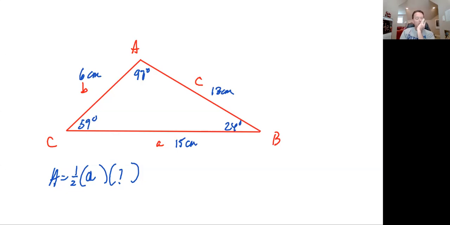But that still doesn't solve our problem, because there's no way that I, based on all this, am going to get this height right there. So what trig does is it gives us a mechanism for finding this height, which is a nice little formula, but it's a crazy cool formula as well.